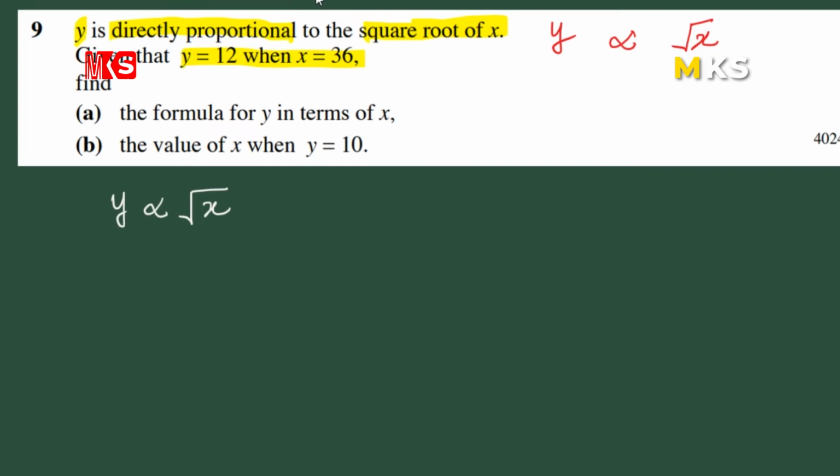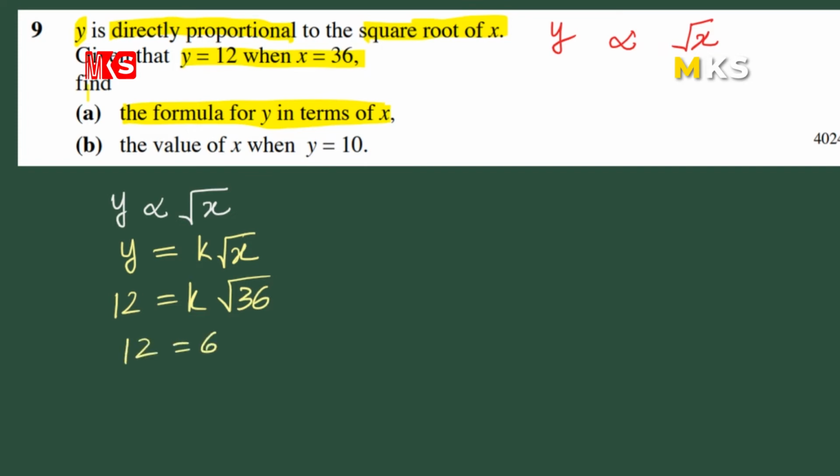Question number 9 part A is find the formula for y in terms of x. Means we have to find the formula for y in terms of x. We will replace the sign of proportionality by the sign of equality, and then we will multiply the right side by k, a constant. Now we will substitute the values of x and y in this formula. Y is 12 when x is 36. So 12 will be 6k and k will be 2.